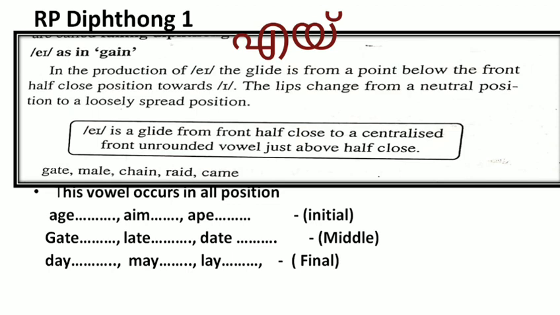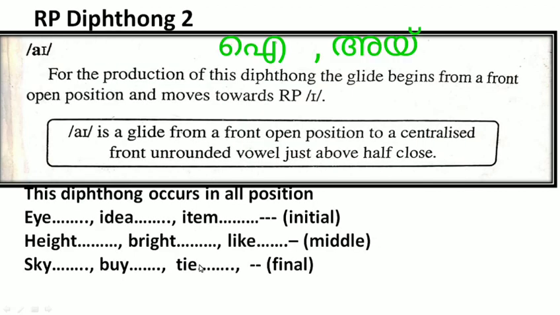So this is the 3-term formula. As in gate, as in male, as in chain, as in right. This vowel occurs in all positions. You can see here: as in age, initial; as in gate, middle position; as in day, final position. Find a dictionary and transcribe these words into phonemic transcription.